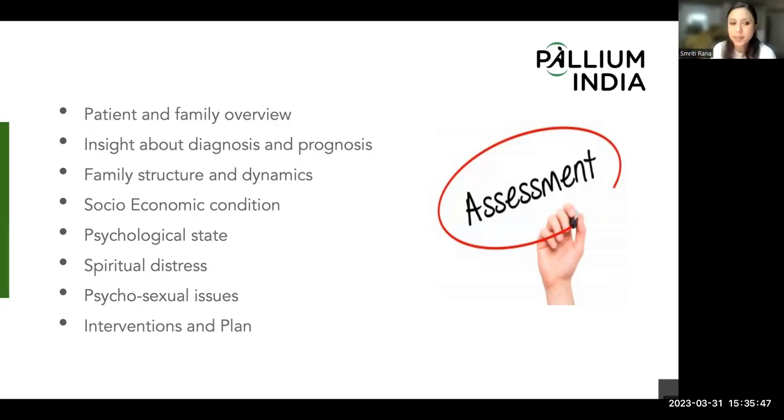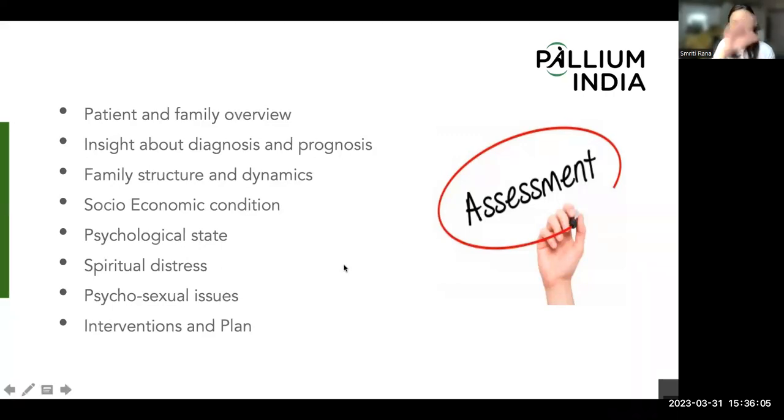How much do they understand? What is the structure of the family? What are the dynamics within the family? What is the socioeconomic condition? What are the psychological states that each person, caregiver and patient, are in? Psychosexual issues, spiritual distress, and interventions and plans.